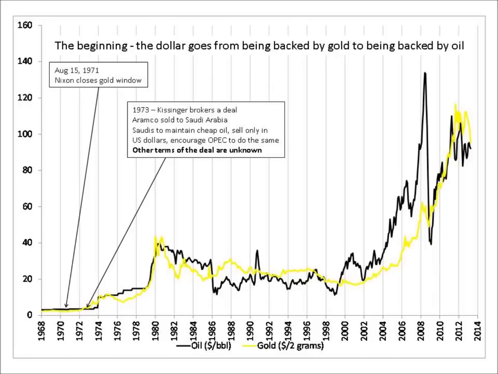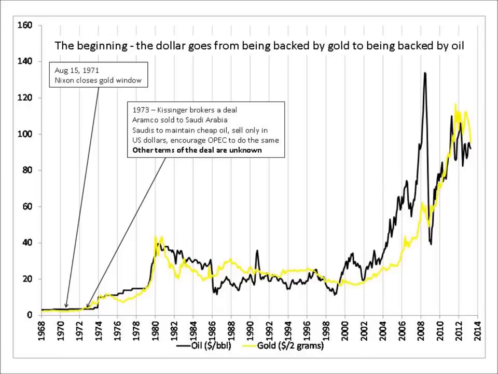In 1973, Henry Kissinger completed a deal with Saudi Arabia that would prove to be pivotal in maintaining the dollar's use in world trade. Saudi Arabia's end of the bargain was to agree to only sell their oil in return for US dollars, and persuade the rest of OPEC to do the same. They were also to attempt to maintain a low oil price. In return, Aramco, an oil company set up to extract Saudi Arabia's oil, was sold to Saudi Arabia and became known as Saudi Aramco. The US also pledged military support to Saudi Arabia to help maintain their security.